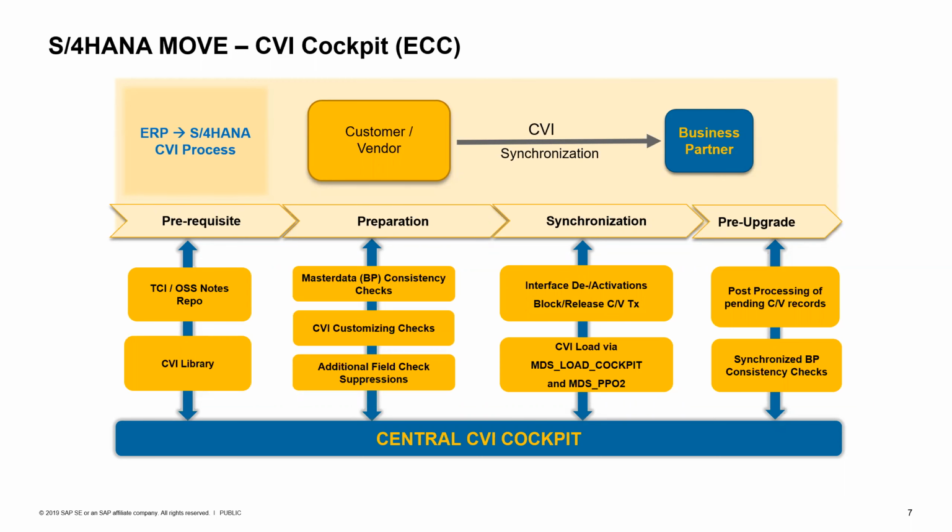Then comes the actual synchronization phase, where we activate and deactivate a few interfaces and function modules, and then we block and release a few customer and vendor transactions. Meaning, when the synchronization is happening, we block any customer or vendor creation at that very moment, followed by a release of the same when we are done with the synchronization cockpit. Then comes the real CVI load via the MDS load cockpit, followed by MDS PPO2, which is a reprocessing framework for the errors captured during the synchronization cockpit.